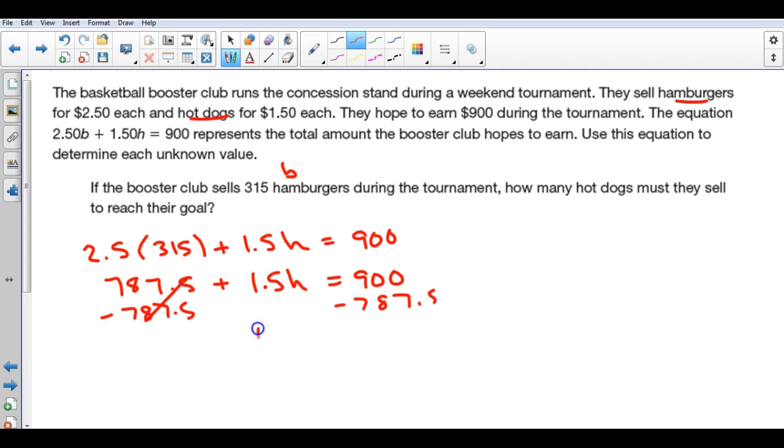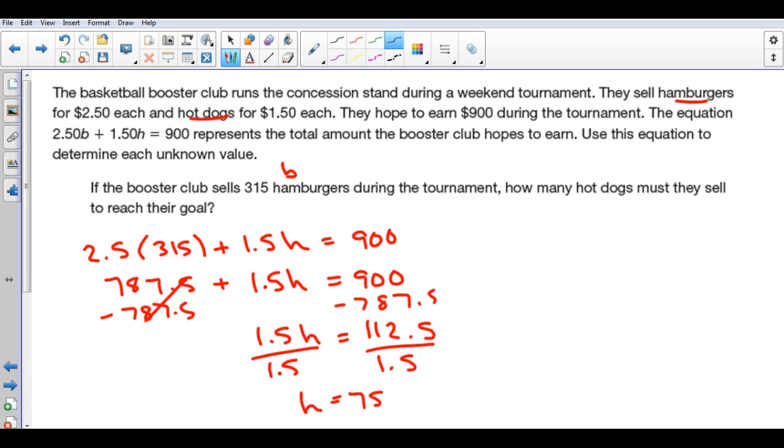So go to the calculator. I bring down my 1.5h. And in the calculator, I'm going to take 900 minus the 787.5, and I get $112.50. So they need $112.50 more to reach their goal, and they're selling the hot dogs for $1.50 a piece. So I'm going to divide both sides by 1.5, and I end up with 75.